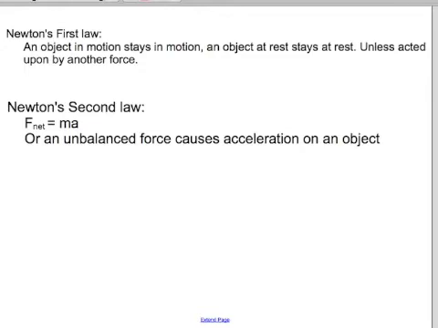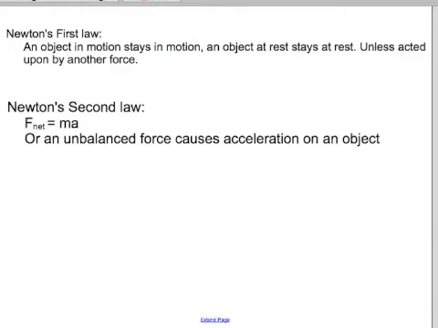Newton's second law is actually an equation. It's F net, or the net force on an object, is equal to the mass of the object times the acceleration of the object. If you read the math behind that a little bit more, it actually tells a little story, saying that you need an unbalanced force on an object to cause an acceleration. And that's what these two laws are.